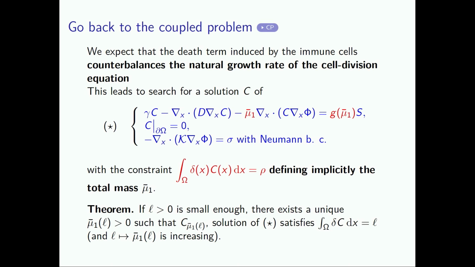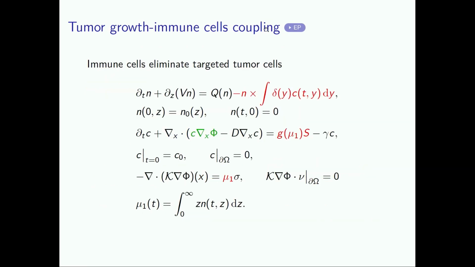Okay, so now let's go back to the coupled problem. I remind you that it is written in this way. So you have a coupling from the death term on the tumor cells, the activation of the immune cells, and the chemotactic force. Okay? And you know that for the first equation, if you remove the action of the immune cell, you have an asymptotic growth rate, which is exponential. And the idea is that the action of the immune system will be to counterbalance this exponential growth. Okay, this is what you expect.